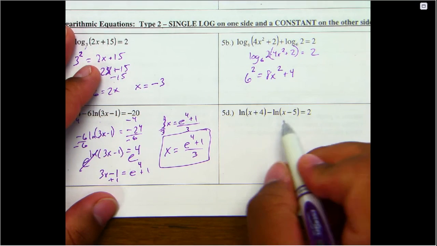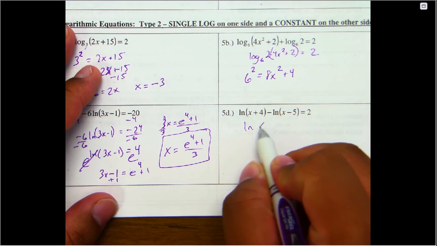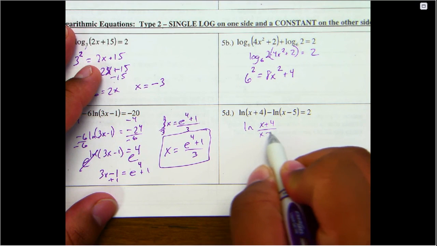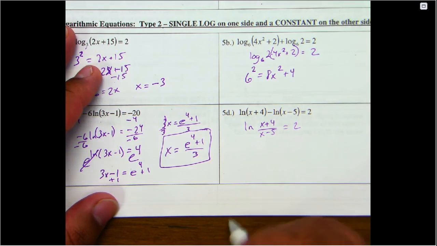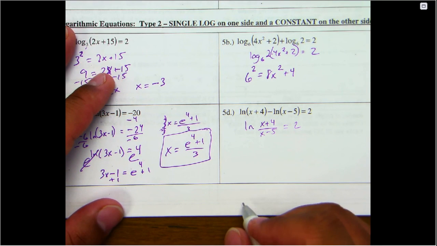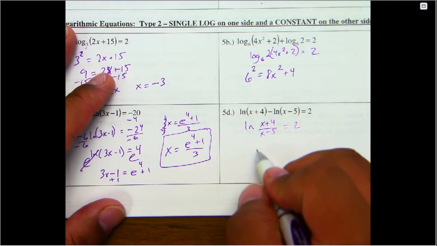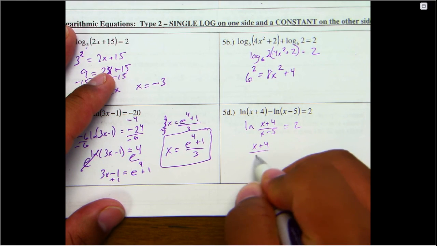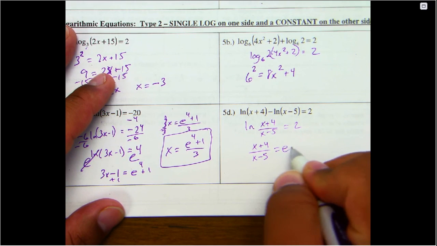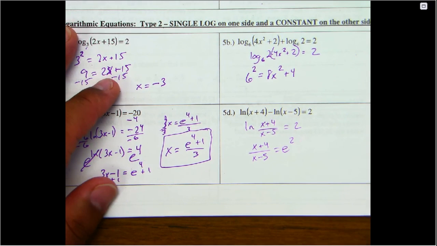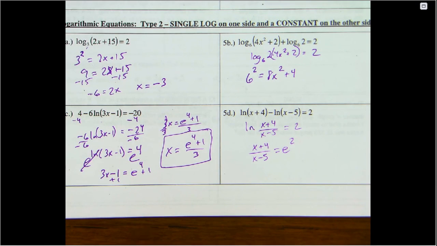And for the last one here, this will be ln of x plus 4 over x minus 5 equals 2. Same thing, use e again to get rid of the ln. And then just solve for x. Multiply both sides by x minus 5 and all that kind of good stuff. All right, any questions?